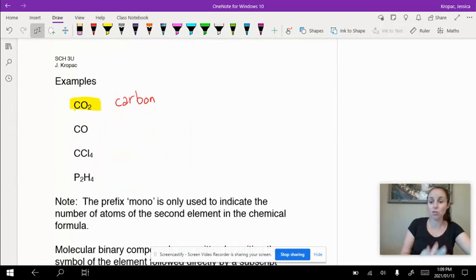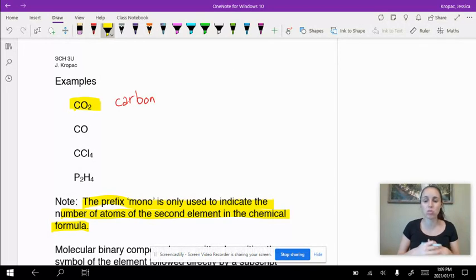Not technically. This is our first exception. I wanted to show you the first exception. The prefix mono is only used to indicate the number of atoms of the second element in the chemical formula. So essentially, we never use mono on the first element. We only use mono on the second element.